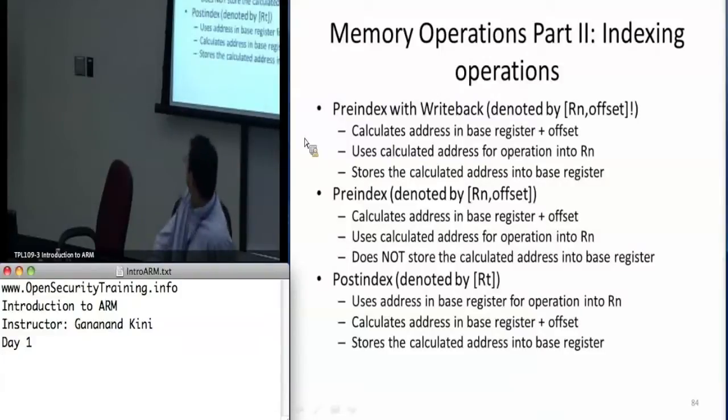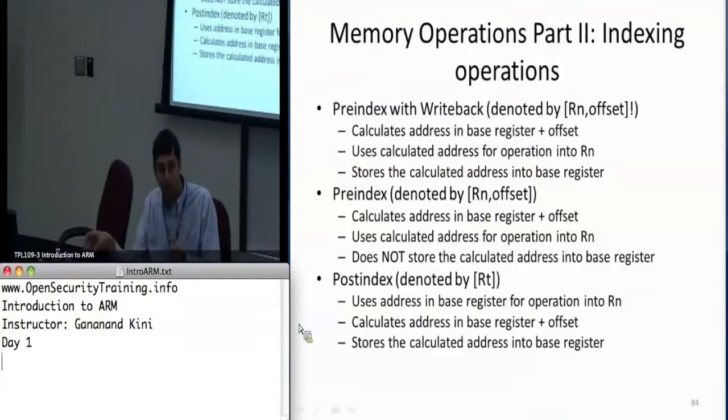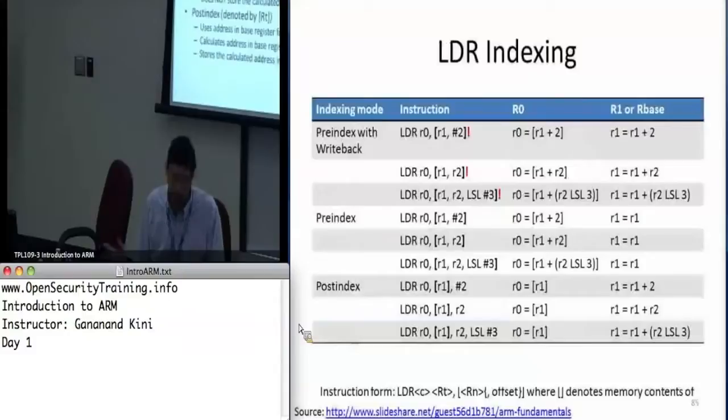Similarly, there's something called post-indexing, and you'll see the difference in a minute. It calculates the address again, but the offset you specify outside the square brackets, and it stores the calculated address back into the base register. This is similar to pre-index with write-back. The only difference is the offset is put outside and there is no exclamation point.